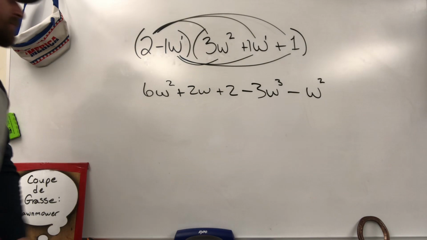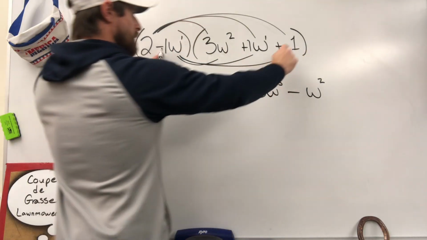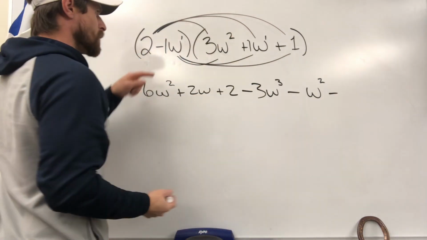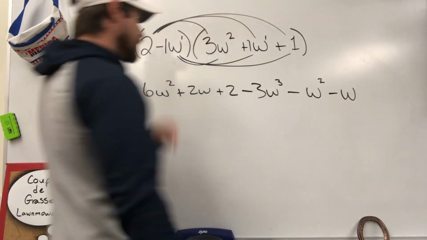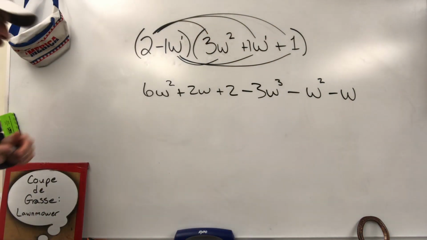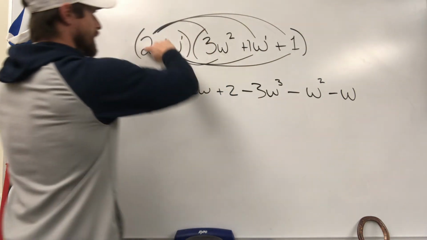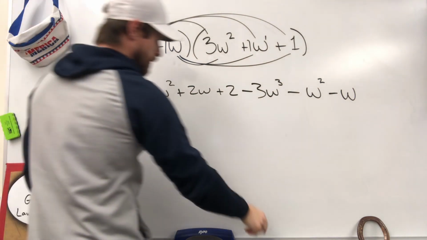And then last but not least, we've got a negative 1 and a positive 1. Negative times a positive is a negative. 1 times 1 is going to give me 1. And I still have that w attached, so it's just going to be a w. Now when I look at my terms here, there's 1, 2, 3, 4, 5, 6 terms because I distributed 3 times with 2 and 3 times with opposite of w.